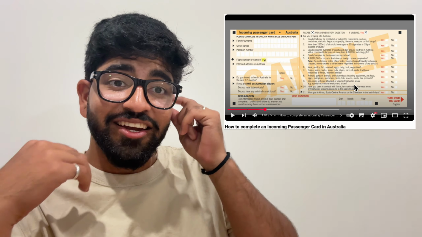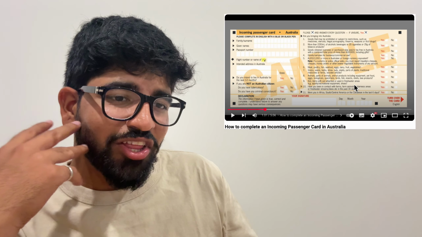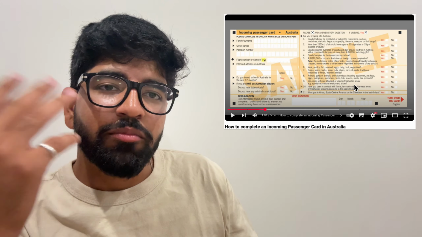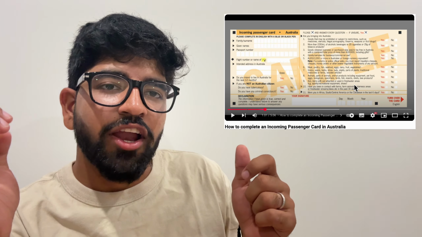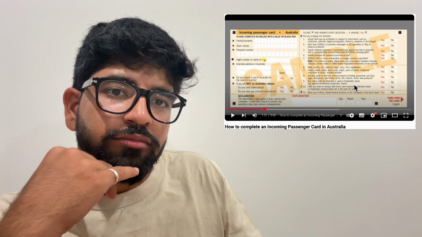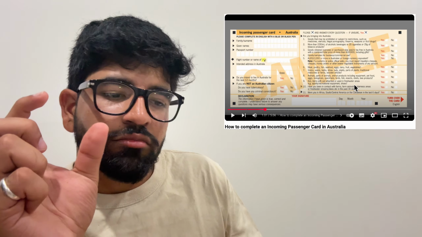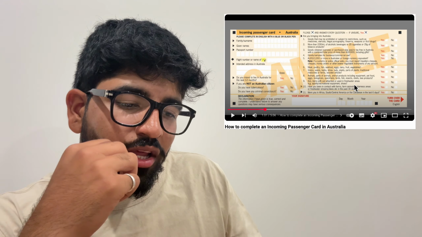So this is something that sort of confused me. I was like, flight number, name of ship. What are they talking about? But again, the flight number is basically the second flight or the last leg of the flight that you're taking. So if it's Singapore Airlines, it will be SQ something. So that is what you have to fill in this one.